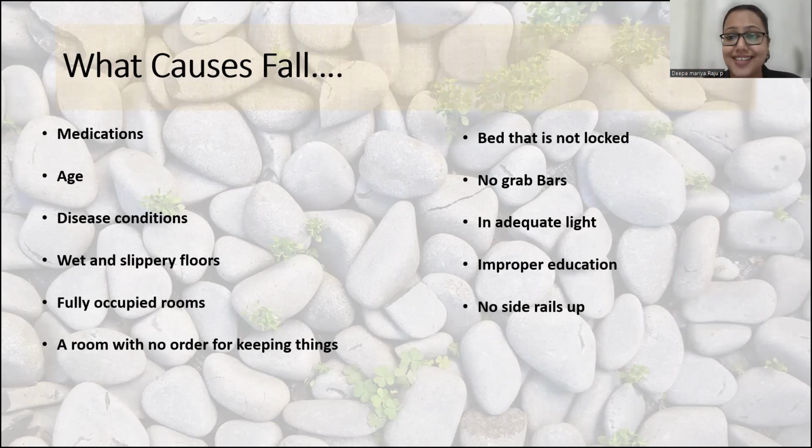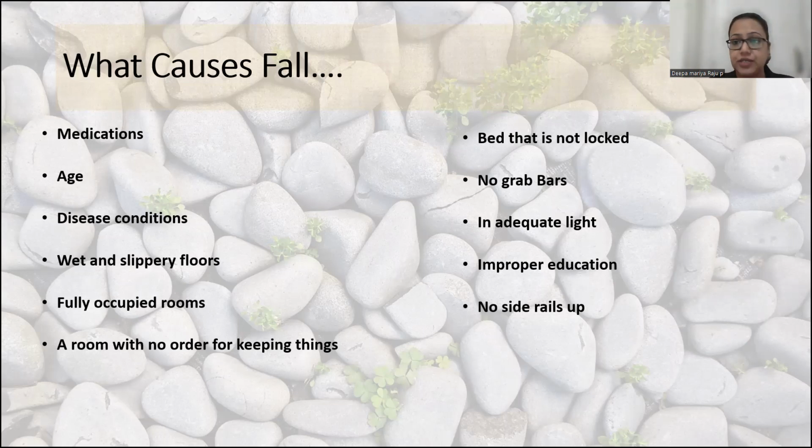And a major concern, improper education. We know all these things, but if our patients don't know these kinds of things, definitely they will try to wake up and run to the washroom, and they will land up in a fall. So, patient and family education, which is a clause in the JCI or NABH accreditation processes. This proper education is very important to prevent falls.